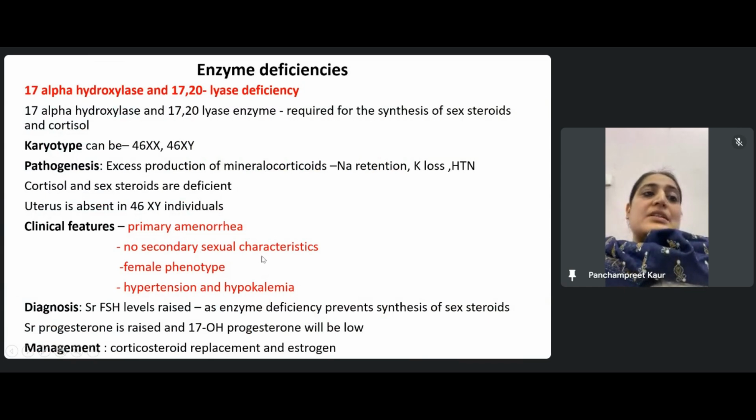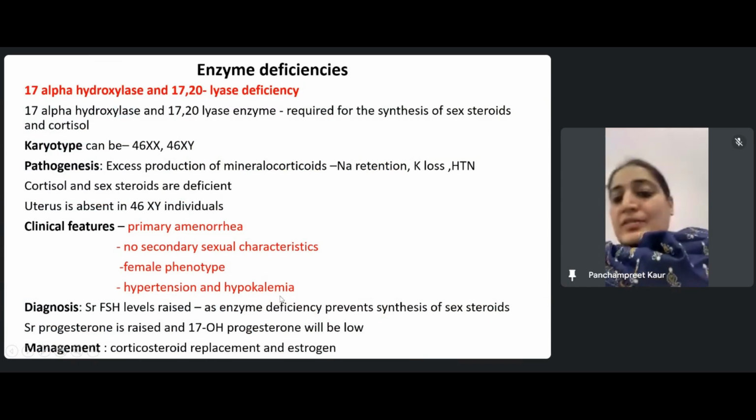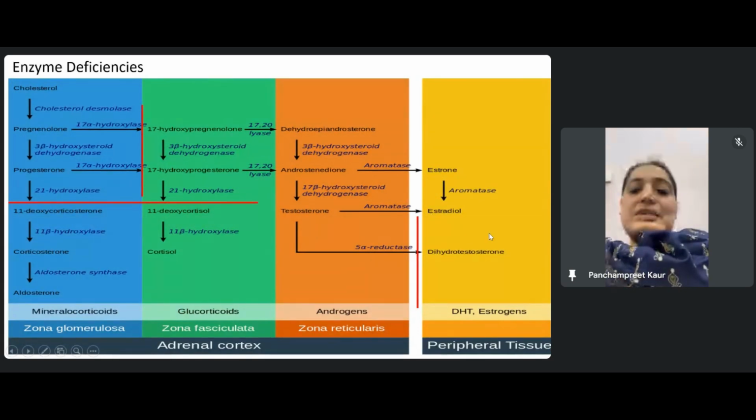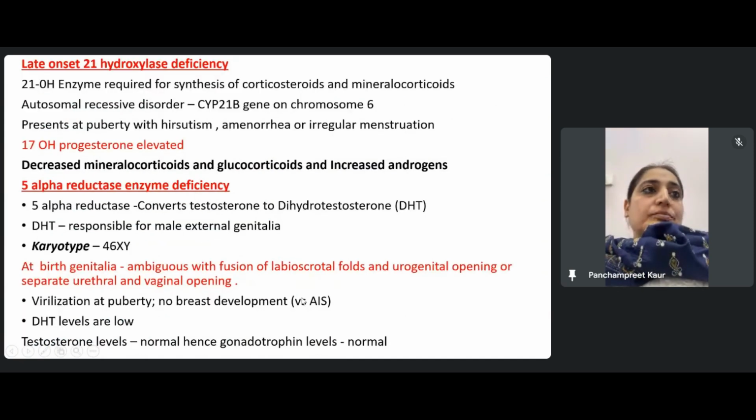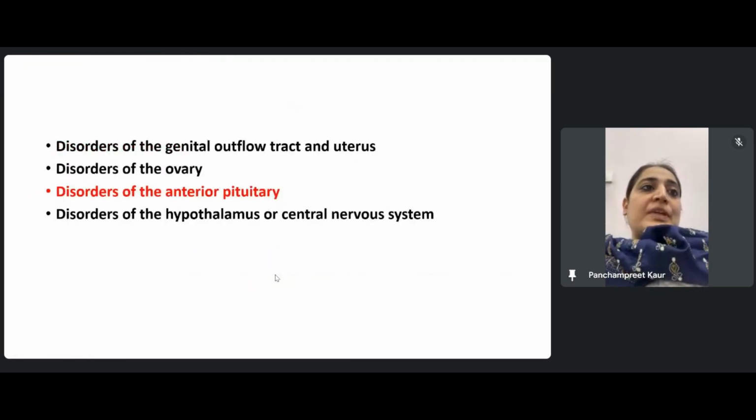In 17 alpha hydroxylase, there will not be any secondary sexual characters, because if we go at the backside, there will be no estrogens in these cases. So there will be a female phenotype and hypertension and hypokalemia. In late onset 21 hydroxylase deficiency, 17 OHP is elevated, and in 5 alpha reductase deficiency, it affects the enzyme which converts testosterone to dihydrotestosterone. So at birth the genitalia will be ambiguous, with fusion of labioscrotal folds and urogenital opening or separate urethral or vaginal opening. The testosterone levels are normal, hence gonadotrophin levels will be normal.